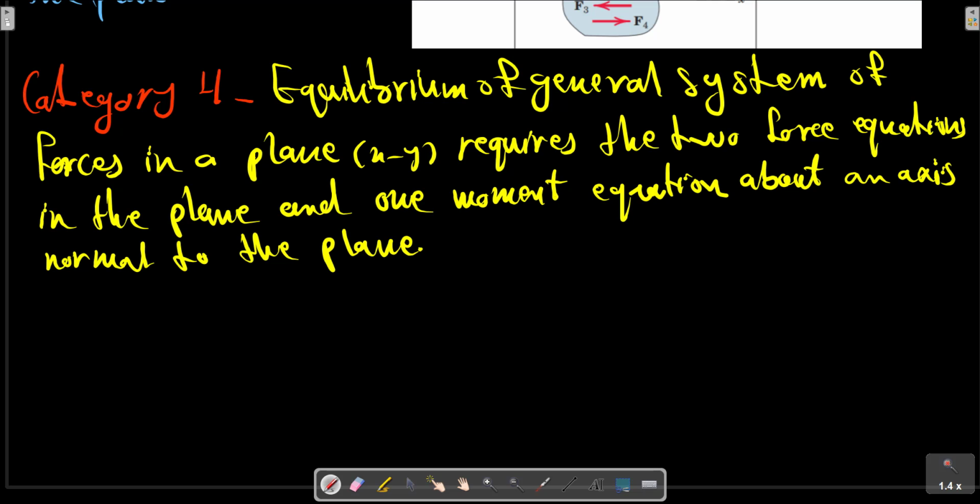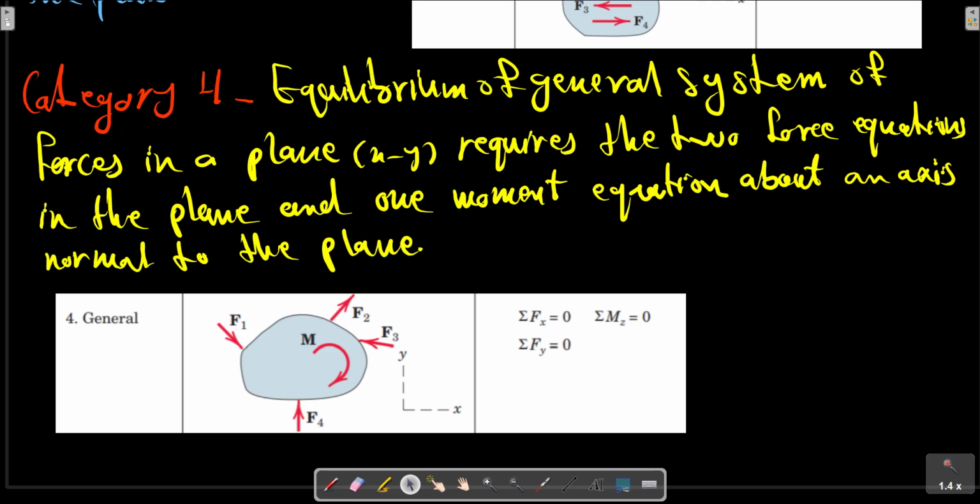Consider this picture for an example that shows a general system. 3 equations are needed for plane forces, and therefore the axis normal to the plane, couple. The general system. The next section is for 2 and 3 force members.